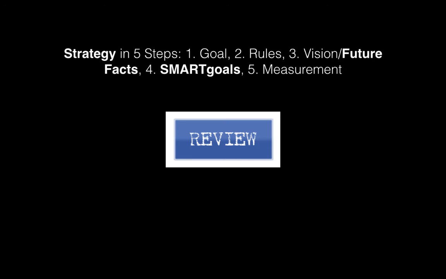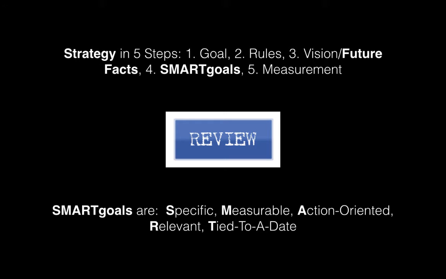Let's do a quick review. In this session, we talked about strategy in 5 steps: goal, rules, vision, which are future facts, putting together SMART goals, which is what we focused on in this session, and finally measurement, which is what we'll tackle in the next one. We talked specifically in this session that SMART goals are specific for the S, measurable for the M, action-oriented for the A, relevant for the R, and finally T, tied to a date.